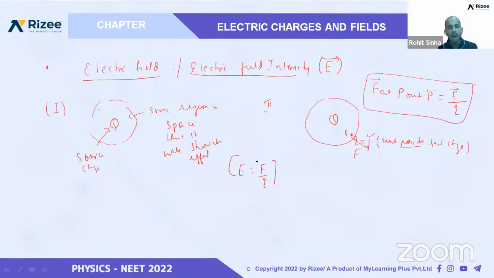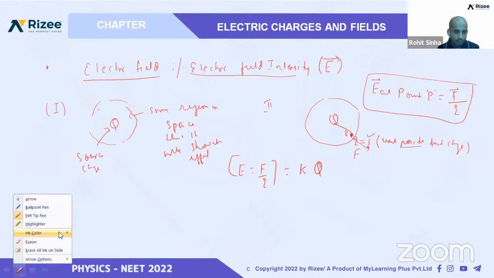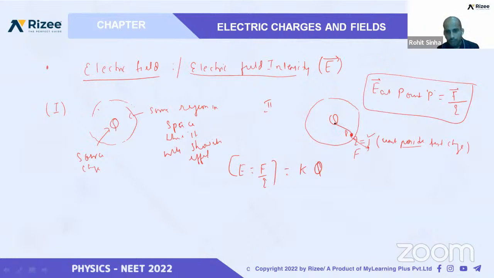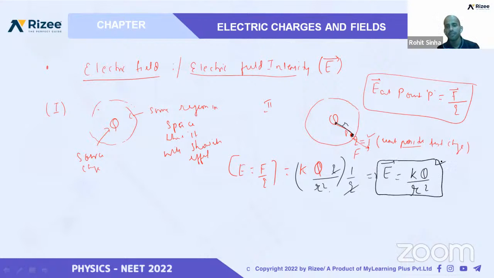How will we calculate it? We know that force between them, with distance R, is given by Coulomb's law: F equals k, source charge Q, by R square. This force divided by the test charge q, the 1 by q gets cancelled, and we get electric field E equals K times source charge by R square. Electric field at any point can be found this way.